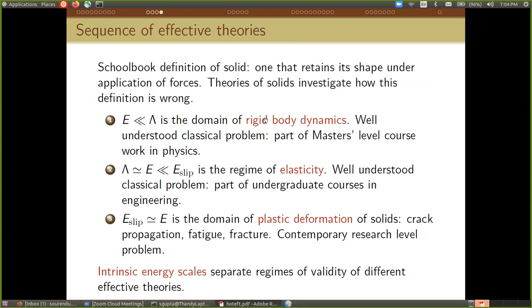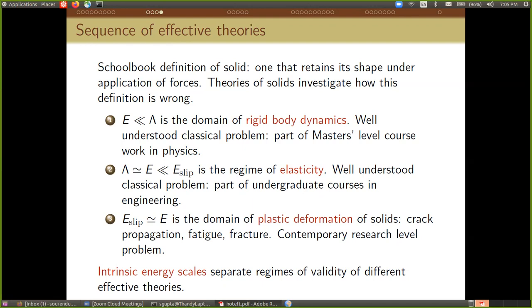Okay. And that's, of course, such a well understood problem that it's a part of your master's level course in physics. Okay. But when the energy becomes higher, when you have energies which are kind of like the elastic energy, but much less than something else, which I call E slip here, then you enter the regime of elasticity. And this is also a well-understood classical problem, 300 years old. And it's sufficiently well-understood that today it is part of the undergraduate courses in engineering. Now, E slip is an energy scale at which the body begins to deform permanently.